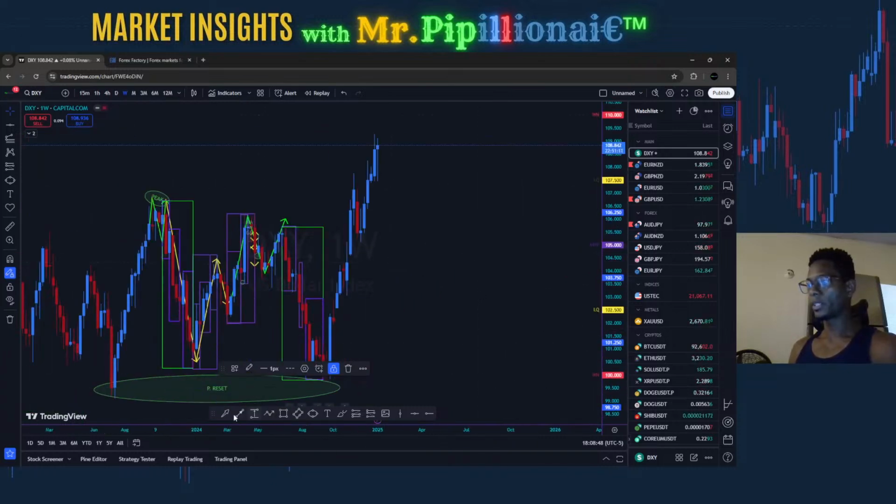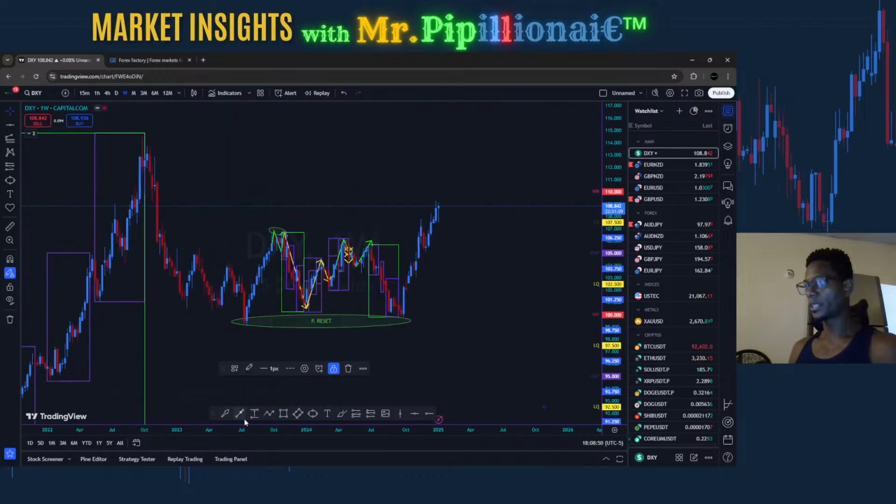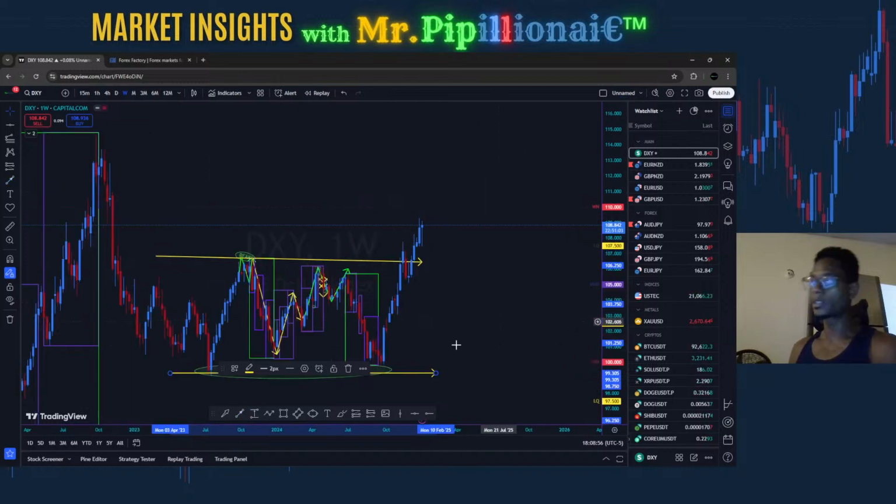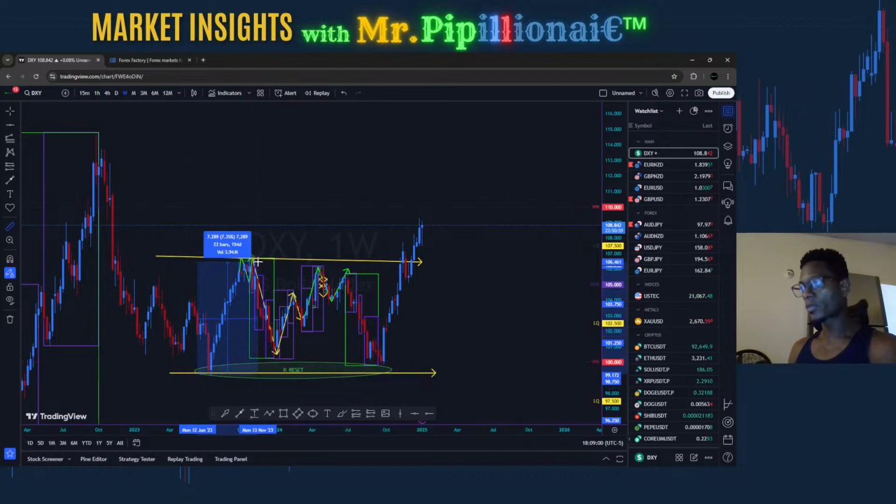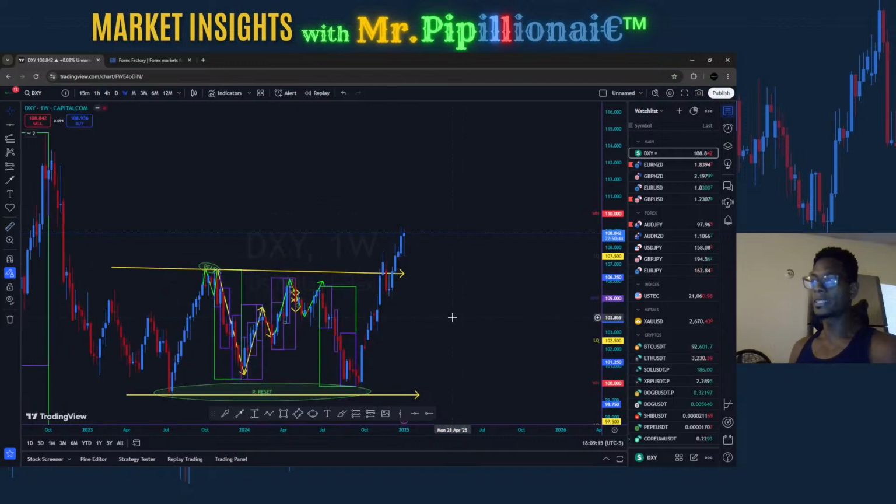Alright, so this was a range that the DXY was making here, and you can see that this is just a simple range. Price was roughly moving in a how many pips? 7,000 pips, or a 7,000 pip range. This entire area right here was roughly about a 7,000 pip range. All right, no problem. So we understand that.